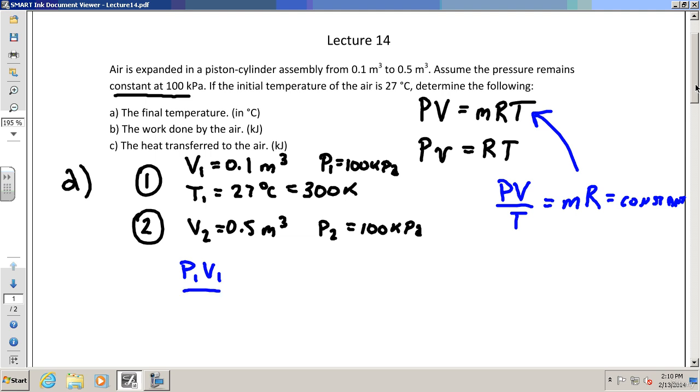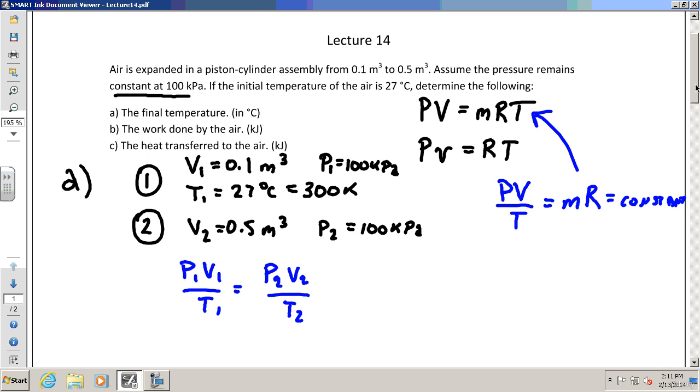P1 V1 over T1 equals P2 V2 over T2. Okay? And I will tell you, there's a lot of cases where you can do that with air and with these type of problems. Not always, but a lot. If the mass is changing, you couldn't do that. But if it has a constant mass, then you can. Closed system, you're good. You could wipe those out, yes. Since P1 and P2 are the same, you can wipe them out.